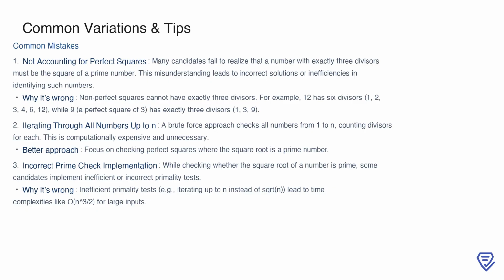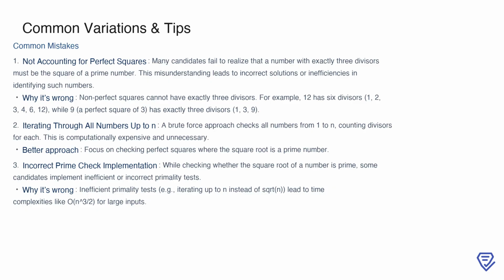When solving the 3 divisors problem, there are common mistakes that can trip up many candidates. First, not accounting for perfect squares leads to a fundamental misunderstanding of the problem. Numbers with exactly 3 divisors are always the square of a prime number.